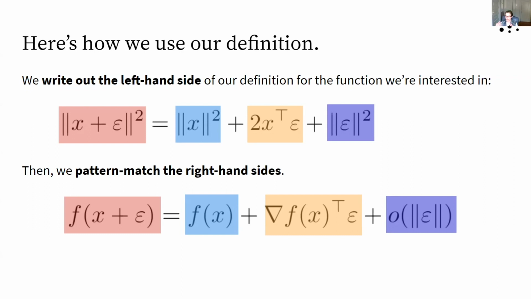And again, we just pattern match the right-hand sides. We look to make sure that there's one term that looks like the original function, in blue. There's one term that's smaller than epsilon, so the norm of epsilon squared is smaller than the norm of epsilon. Again, squaring makes things smaller. So the term in purple is our little o of norm epsilon term. And then the middle term is the term that gives us our gradient. So it says that the gradient of the squared norm is 2x.